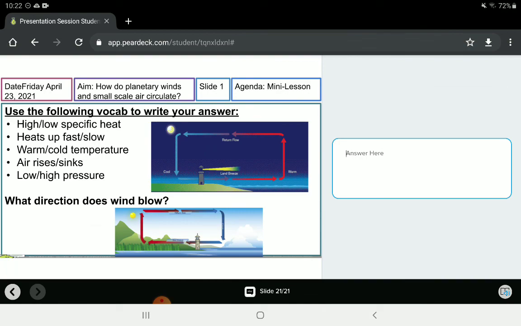Alright, so I guess this is going to be your exit ticket here. Use the following vocab to write your answer. We didn't talk about specific heat, so we don't have to do this one. You're welcome. I will teach you guys about specific heat on our maybe next lesson, but definitely next week for sure.